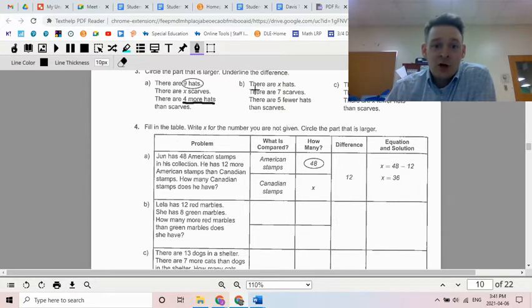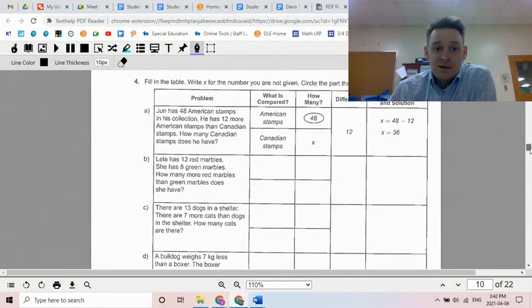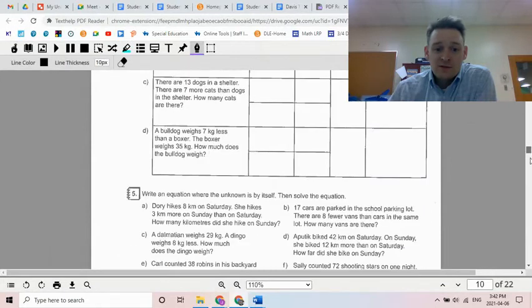Okay, circle the part that is larger. There are X hats. This time I'm circling X hats. There are 7 scarves, and there are 5 fewer hats than scarves. I'm underlining the difference. Okay, you can do that for C on your own. And then we're going to look at some problems.